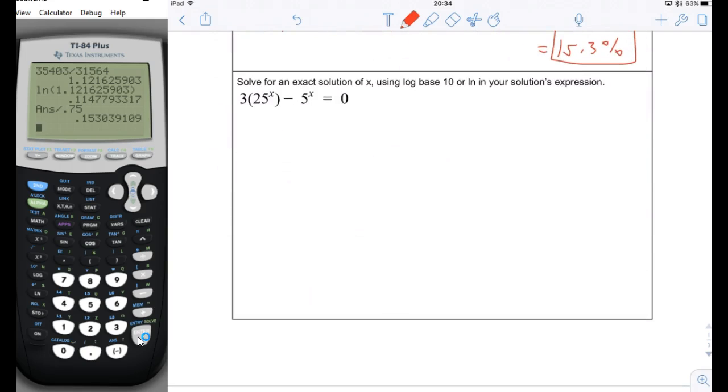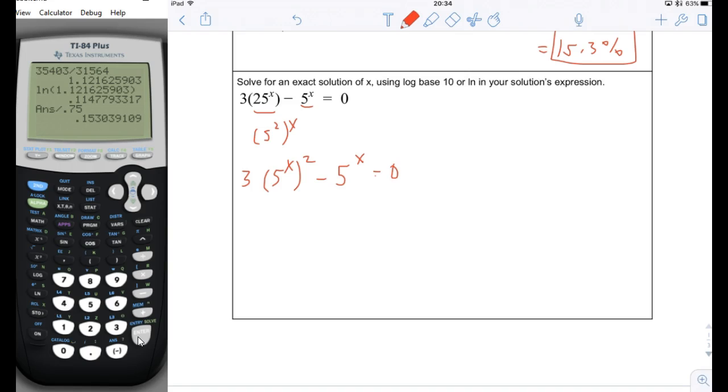Next problem. Solve for an exact solution of x using log base 10 or natural log in your solution's expression. Okay. First of all, we recognize that this here is related to 5 to the x because 25 to the x is the same thing as 5 squared to the x, which can also be written as 5 to the x squared. Okay, and keep the coefficient of 3 there.